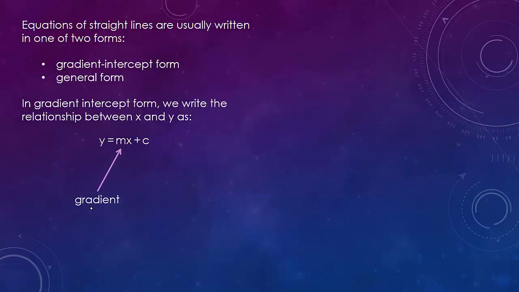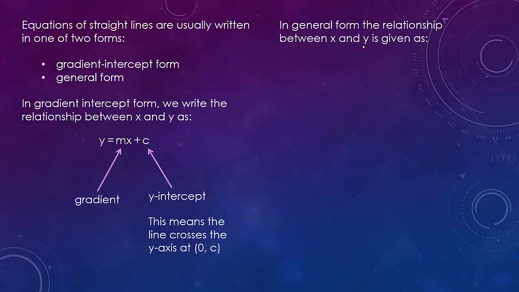the m is the gradient of the line and the c is the y-intercept. That's where the line crosses the y-axis. And although the c is just a number when we write down the equation, when you ask for the y-intercept itself, you need to give coordinates, and it means that the line crosses the y-axis at the point (0, c). Remember, every point on the y-axis has an x-coordinate of 0.